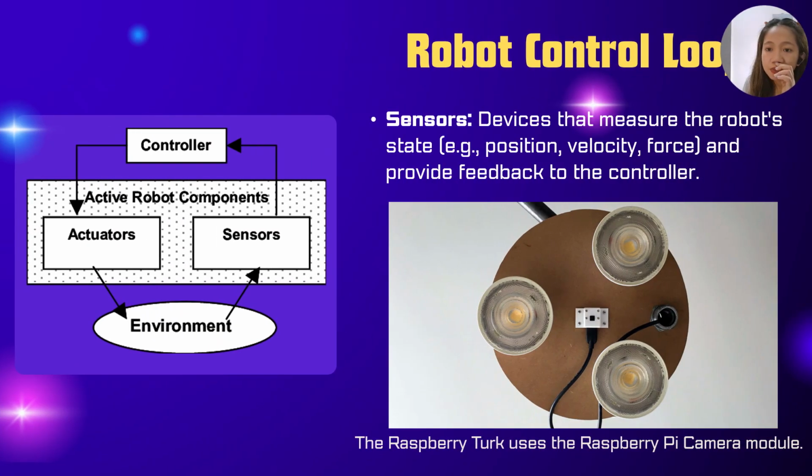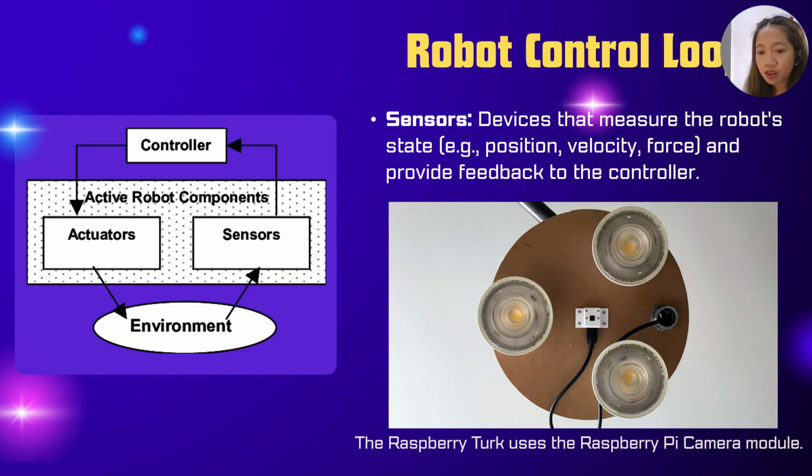Alright, now the Raspberry Turk uses a camera, the Raspberry Pi camera module, in order to see the state of the chessboard. So remember, the Raspberry Turk can play chess against a human being. It wins most of the time. It uses machine learning, by the way, to create the moves. So it must be able to see the moves and process the moves.